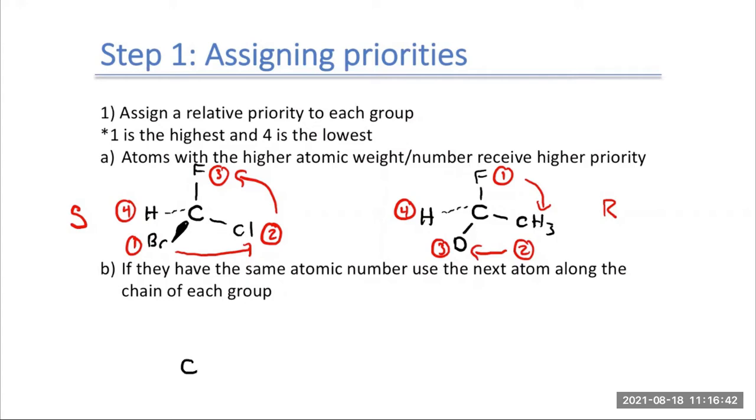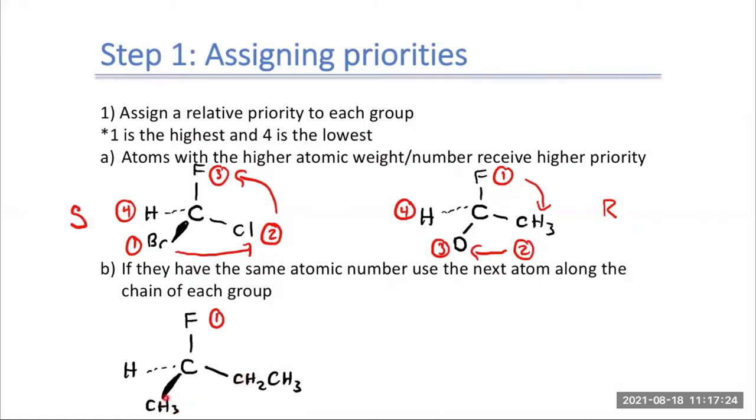So again, if we have our carbon, now let's say we still have our fluorine and our hydrogen, but now I have a CH3 and a CH2, CH3. So we have a methyl group and an ethyl group. So when we're looking at figuring out priorities, fluorine, still the heaviest atom. It gets number 1. Now we're going between ethyl and methyl.